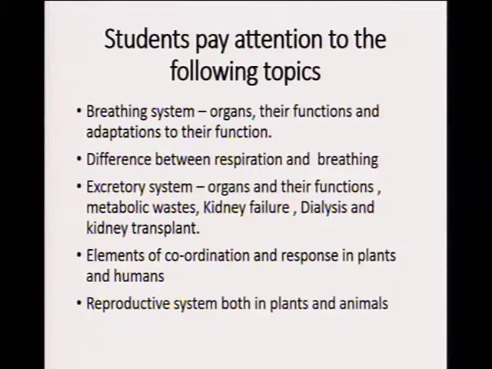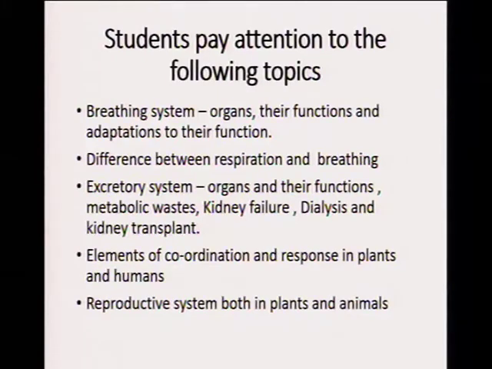The topic of coordination and response in plants and in humans is quite a long chapter. You need to make sure you plan and give enough time. Under this topic, this is where you have hormones as well as the nervous system. You should be able to distinguish between the hormonal system and the nervous system in terms of how fast it is, and what it responds to.